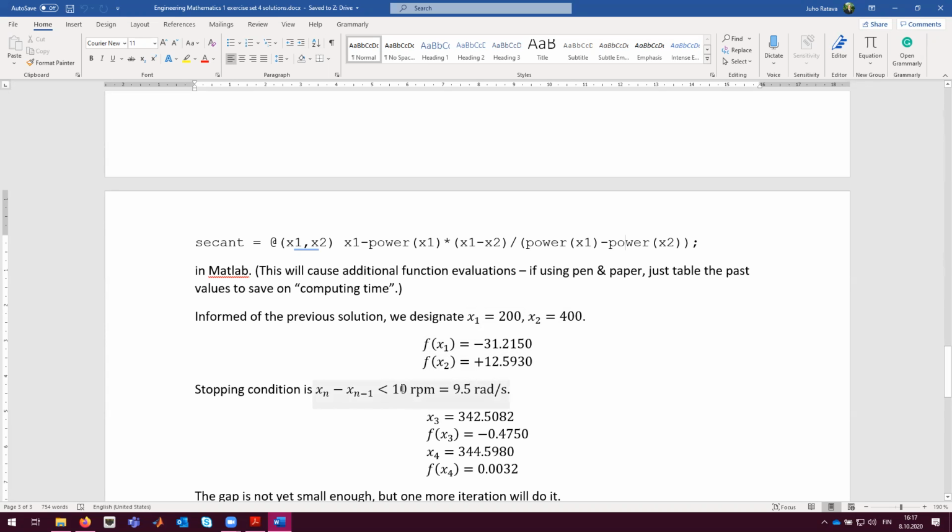Stopping condition is under 10 RPM. This is actually wrong here. So this should be under 1 something rad. I'll mark it for myself that this needs to be corrected. That's not correct yet.